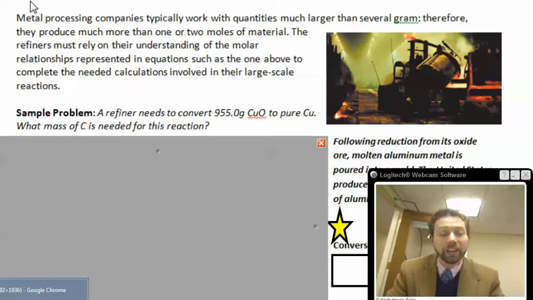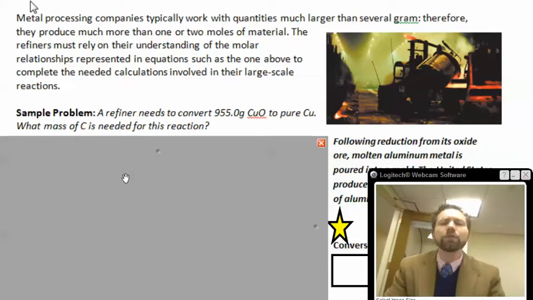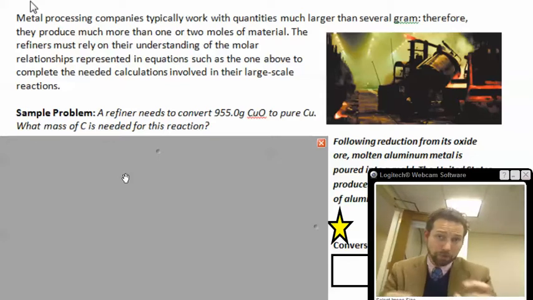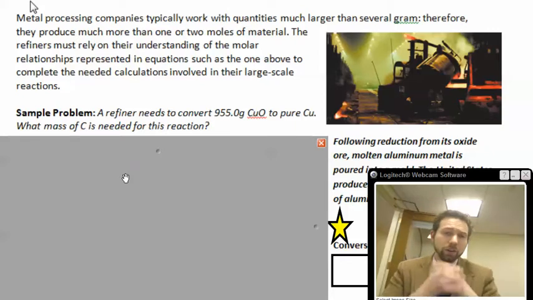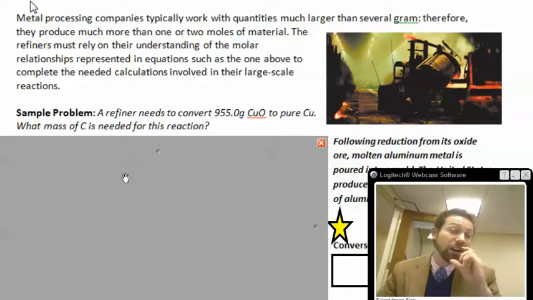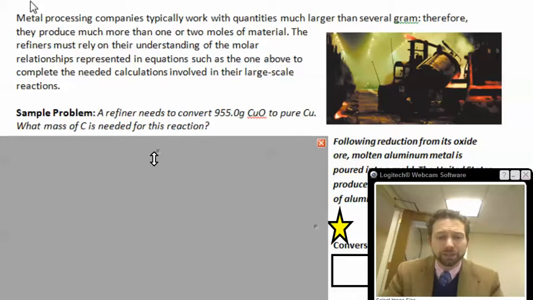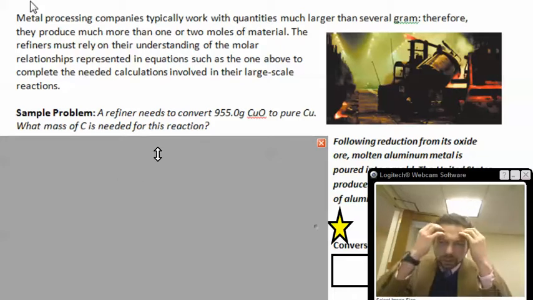So let's give an example here. Let's say a refiner needs to convert 955 grams of copper oxide to pure copper metal. And in order to do that, he or she needs to figure out the mass of carbon, C, for this particular reaction. So what do we do here?